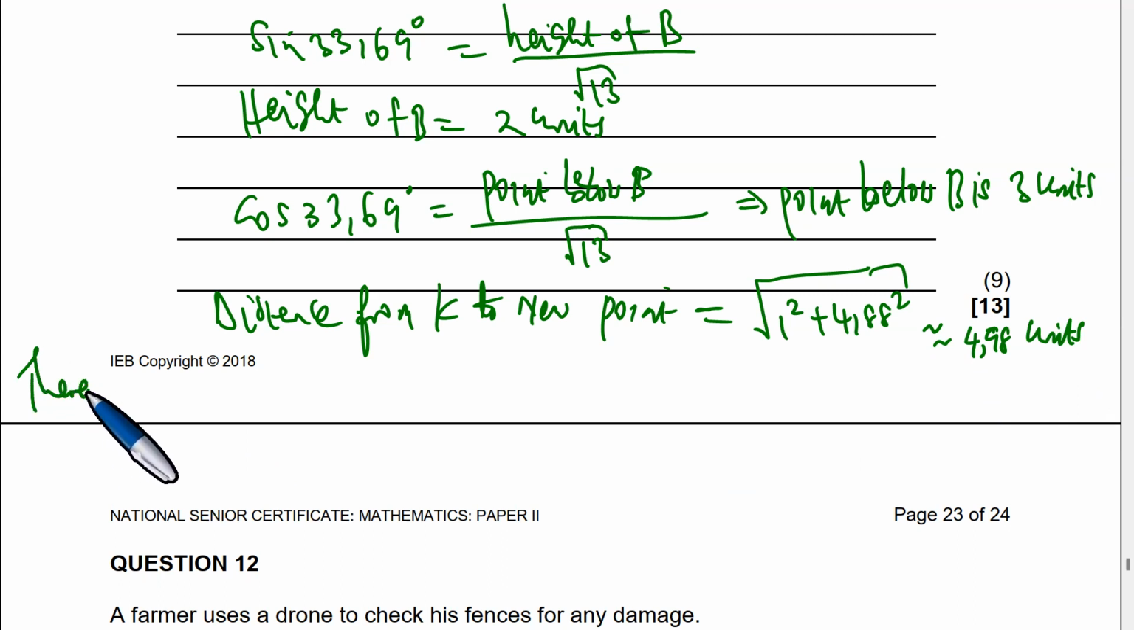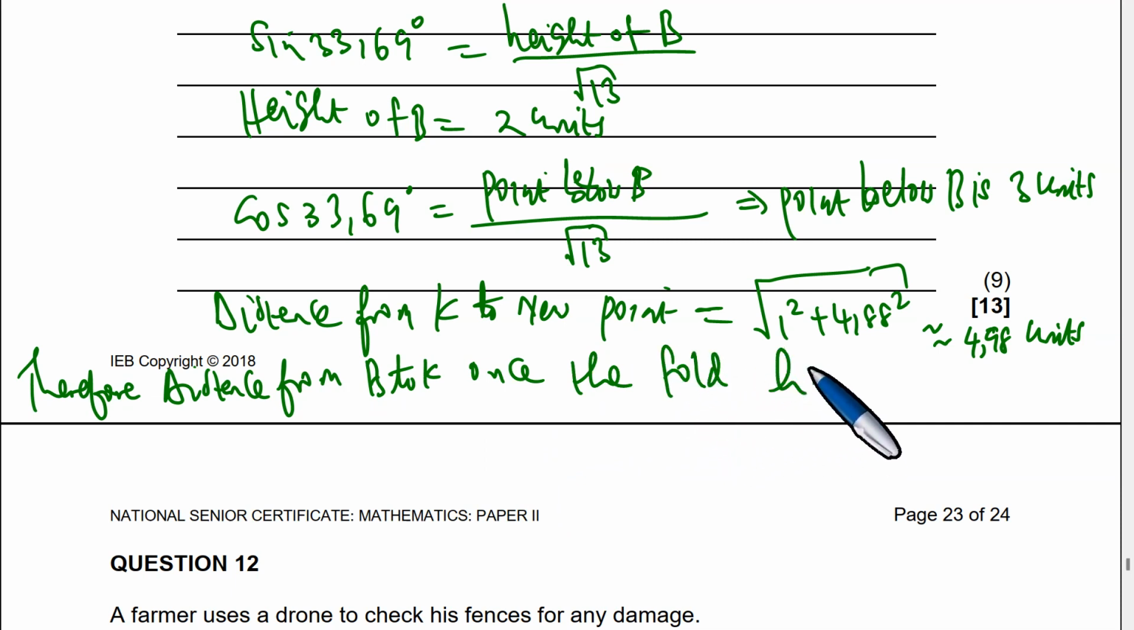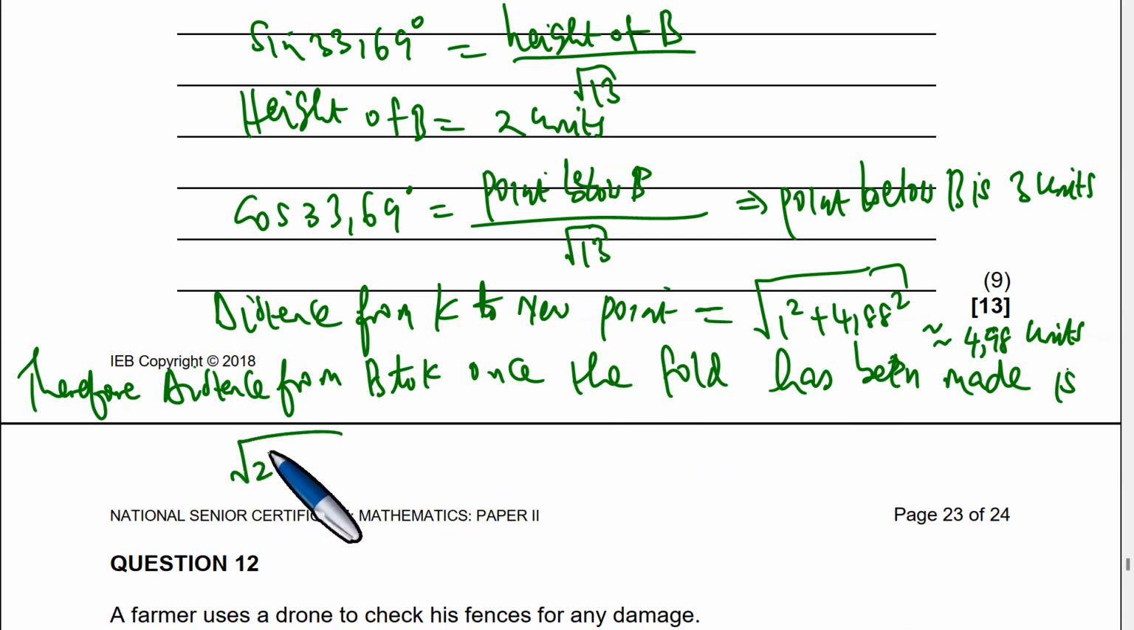Therefore, from B to K, once the fold has been made, is going to be the square root of 2 squared plus 4,98 squared, which is 5,37. Distance from K to the new point.